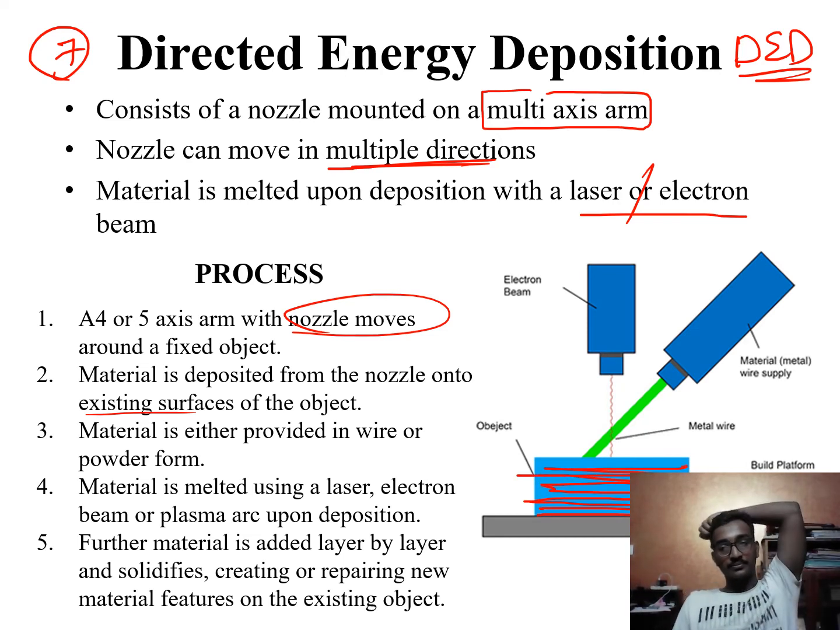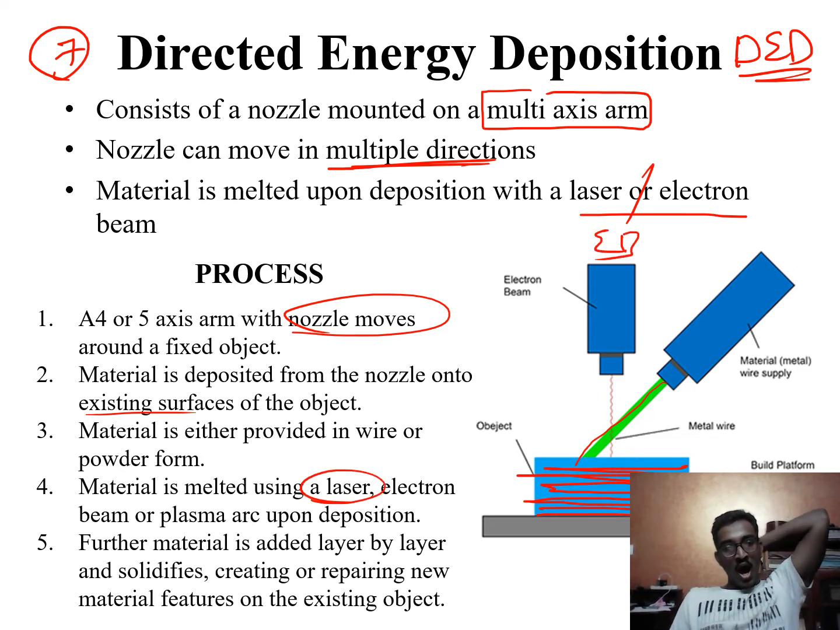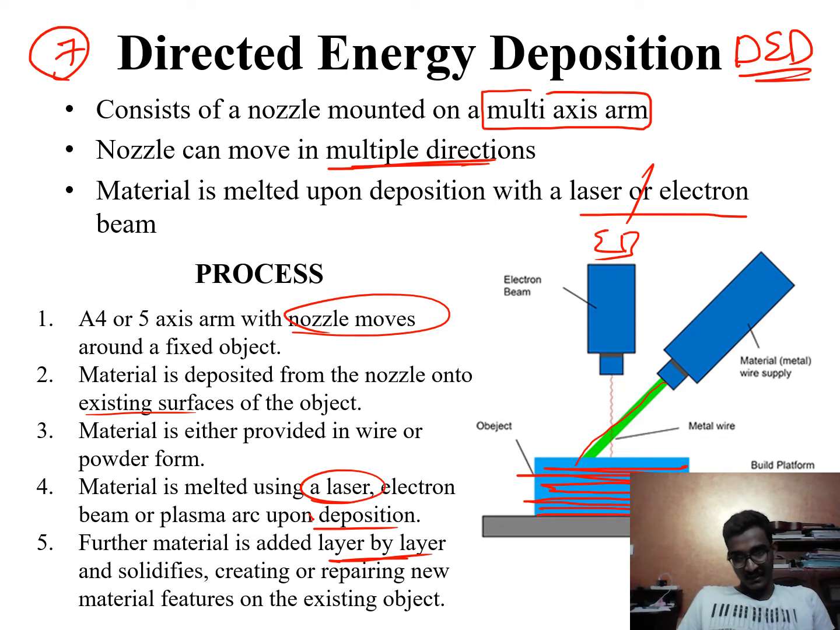Okay, so it can be provided either as wire or in powder form. The material is melted using a laser or an electron beam, so electron beam or plasma deposition. Finally, what happens here is the material is added layer by layer and it solidifies, creating a new model. Okay, so this is the final thing.